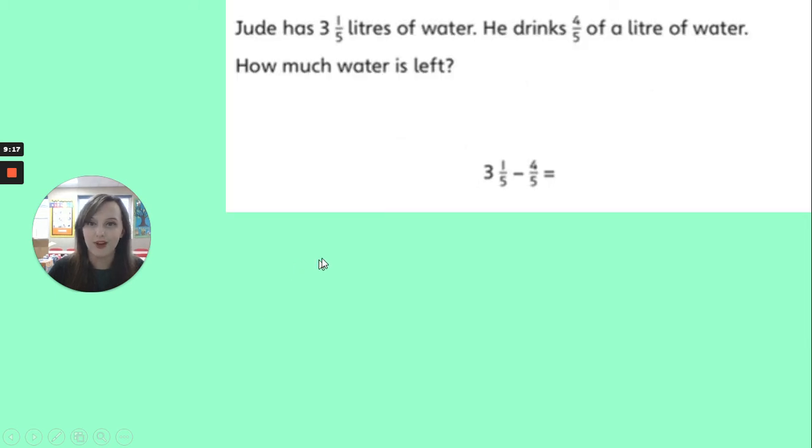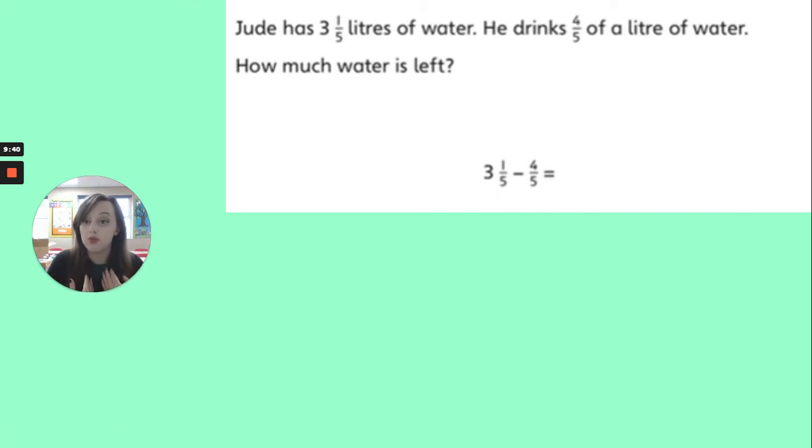Okay, moving on. Our last question we're going to look at together before it's your turn to work on Teams is this. Jude has 3 and 1/5 litres of water. He drinks 4/5 of a litre of water. How much water is left? And you can see I've written it here as a number sentence. Again, we could dive straight into a calculation, or we could draw something to help us.